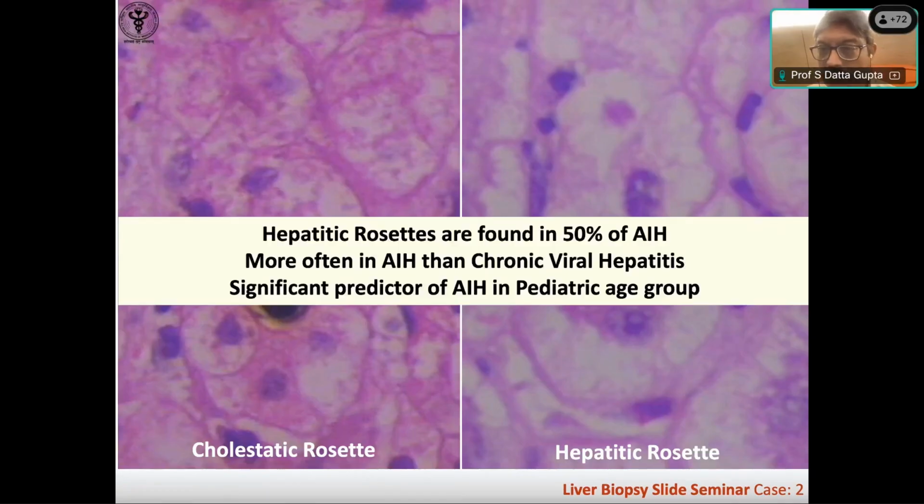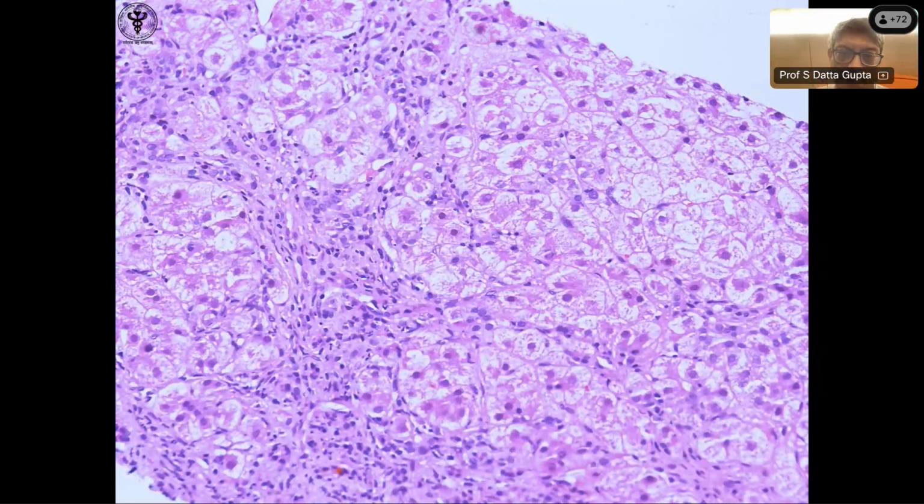Hepatic rosettes are found in about half the cases, more often than in viral hepatitis, and especially in the pediatric age group. You find them, think about it. See this? These are all hepatic rosettes all over. This is a hepatic rosette. This is a hepatic rosette. This is a hepatic rosette. See? Groups of hepatocytes separated by inflammatory cells and so on. And look here, this must be an emperipolesis within a hepatocyte. So you can see this. Look, this.